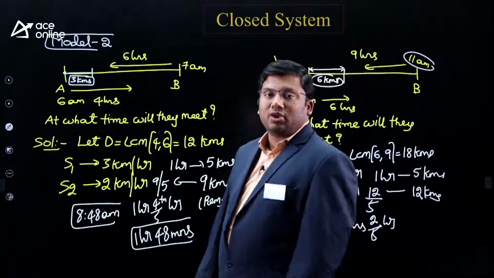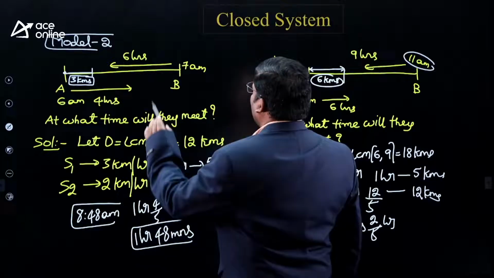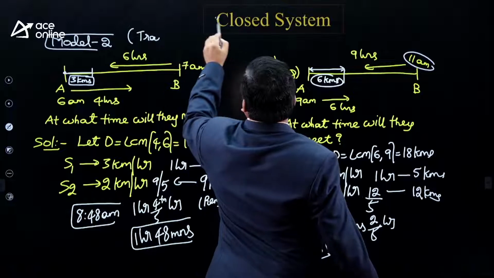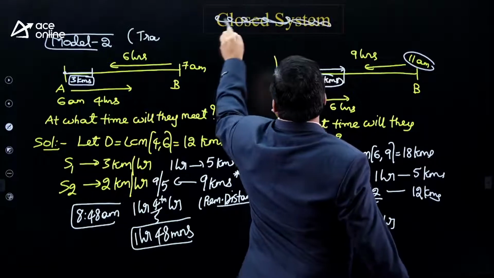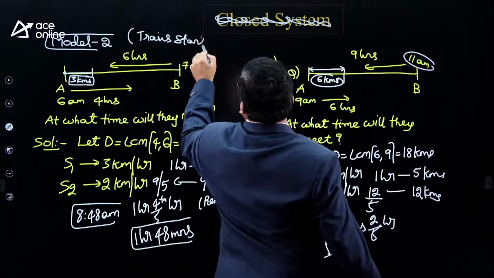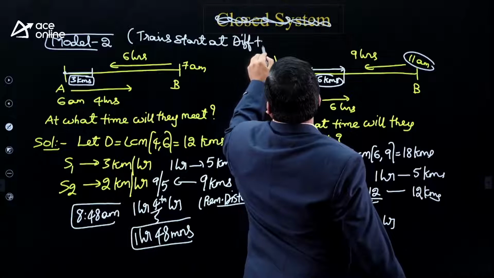Model 1. What is model 1? Both the trains are starting at the same time. Model 2. Both the trains start at a different time.